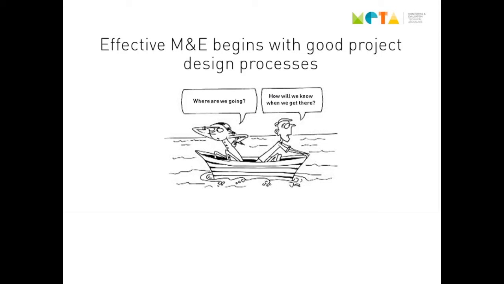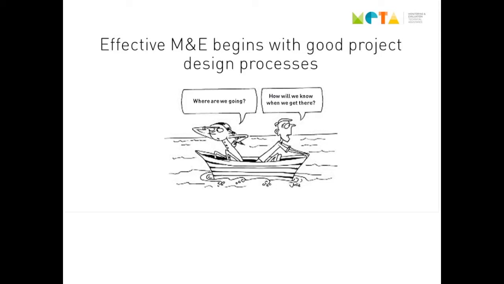Effective monitoring and evaluation begins with good project design processes. Before you can think about what you want to measure, you really need to be thinking about why you will, where you're going, what you want to achieve through your project, and also how you'll get there, so how you'll achieve the outcomes you want to achieve. You also need to be thinking about what you want to learn about your project along the way. Good monitoring and evaluation really requires having a clear roadmap that shows you and the team that's implementing the project what you want to achieve and what you're going to do to achieve it.